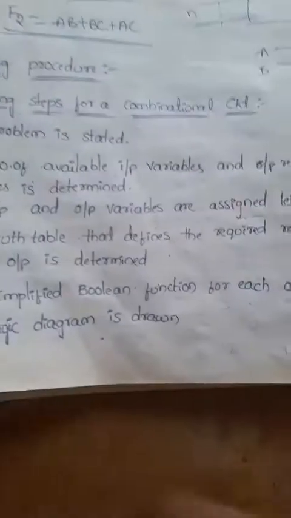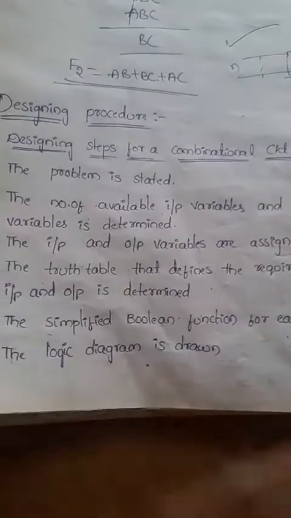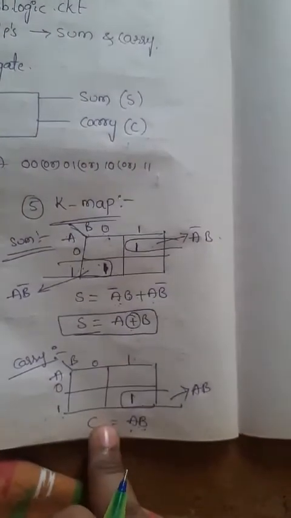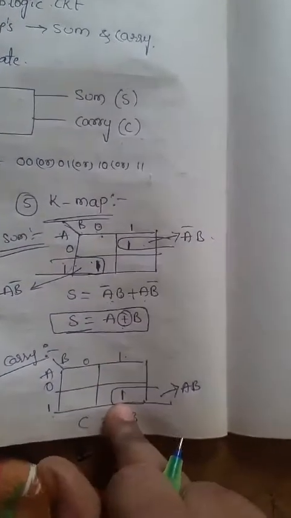Okay, so what is the last step for designing a combinational circuit? We need to draw the logic diagram by using the K-map expressions. That means whatever Boolean expressions we got for the outputs, by using those expressions we need to draw the logic diagram. So the sum expression is A XOR B, or otherwise you can write it as A bar B plus A B bar, and the carry expression is AB. Okay.